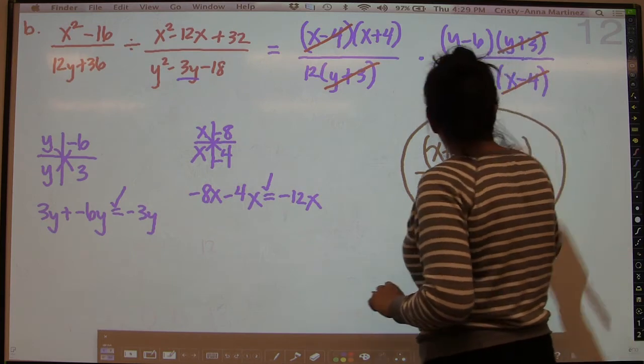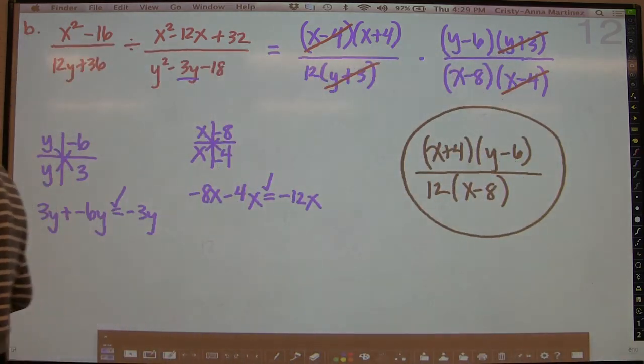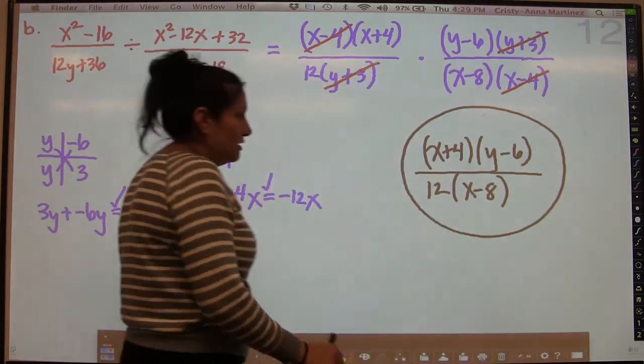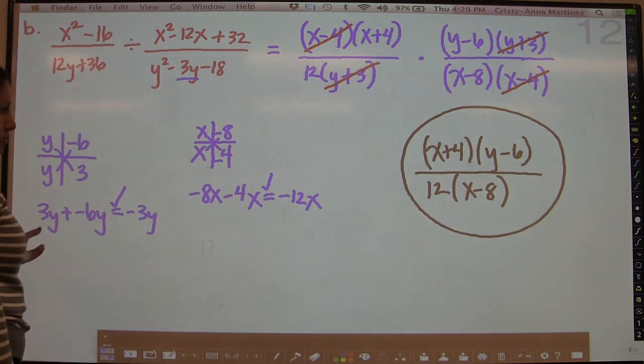And that would be your final answer, x plus 4 times y minus 6, multiplied by 12 times x minus 8 on the bottom. And again, just in case you're wondering, it doesn't matter in which order you were to place those factors, as long as the right factors are on the top and the right factors are on the bottom.